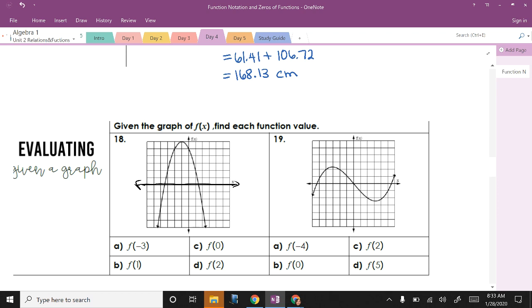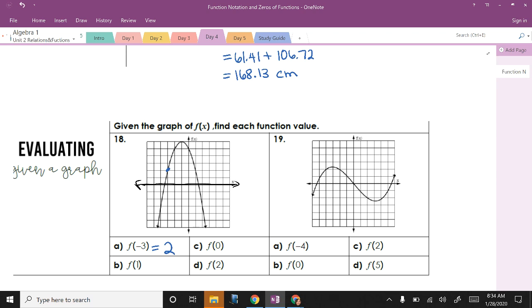So from a graph, y'all, we got this first graph right here, number 18. We're going to do A, B, C, and D for all of number 18. So that means we're going to find the X value where -3 is on the X. Where is that touching the graph? 1, 2, 3. It's touching the graph right there, isn't it? What's that Y value? The Y value is 2. And you're going to write f of -3 equals 2. And that's your answer. So you got to know how to read a graph, basically.